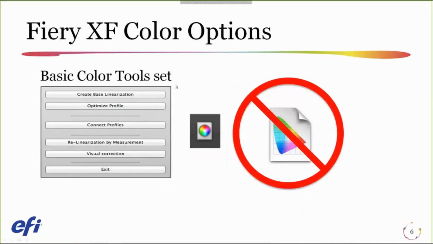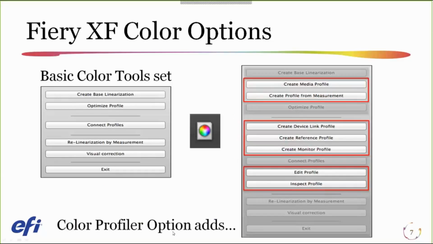Now, if you take a look at the color options, if you click on the little Color Tools icon in the top left area of the Fiery EXF or proServer interface, looks like a little colored pie chart here, you would launch either the basic color tool set. This is what everyone always gets, but there's no capability of building profiles. Notice, nothing here for building profiles. If you add the Color Profiler option, then this is the list you get, and these are the additional features.